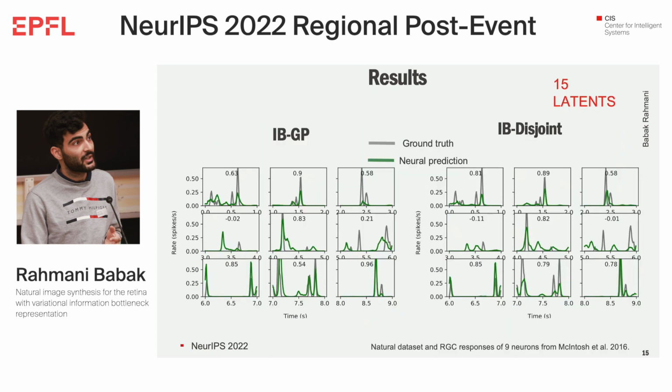So with the IBGP and IB disjoint, as you look at the output responses, both can quite similarly predict the output responses of the inputs, and we observed that they show favorable results compared to the state-of-the-art models for this input-output modeling in the retina, compared to a fully convolutional neural network with no latent space.